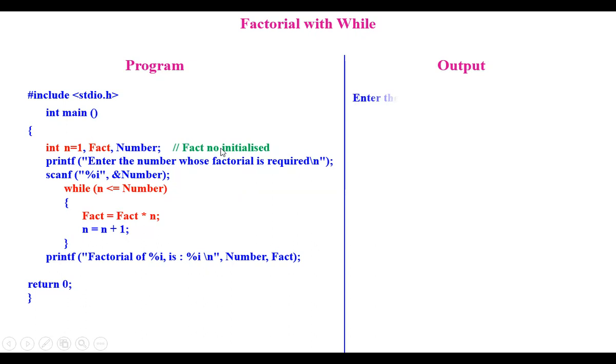So compile this and execute. It asks for some number, say 10. I want the factorial of 10. What happens? The factorial of 10 is 0 because of this problem. So we have to be careful in using the initialization also. So be careful in the initialization of the variables.